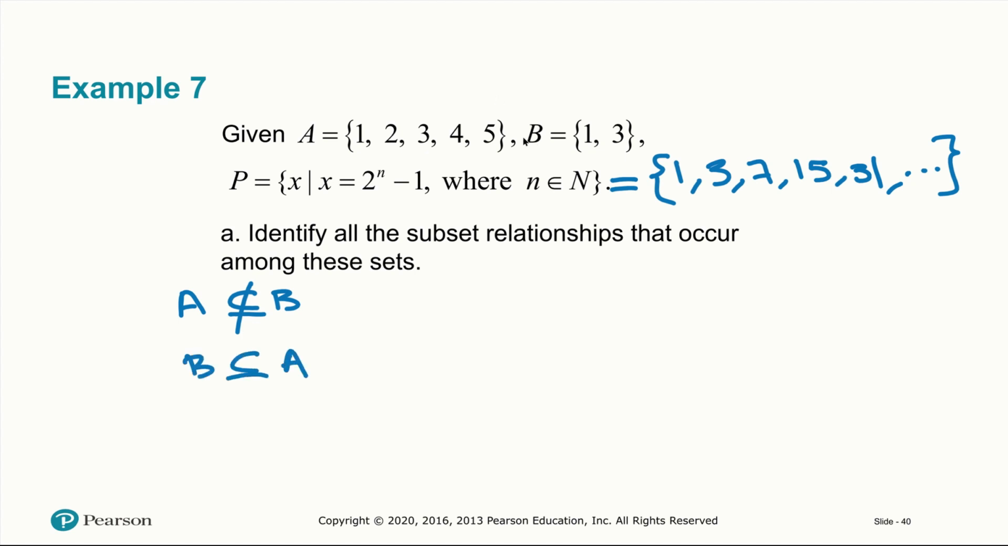In fact, we can do better than that. It's not just a subset of A. In fact, because there are elements in A that are not in B, it's a proper subset of A. Like so. All right, how about A and P?